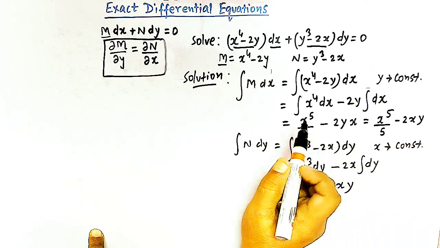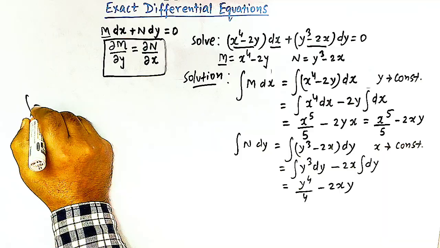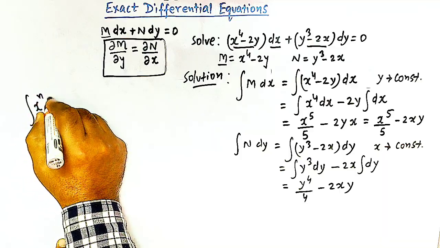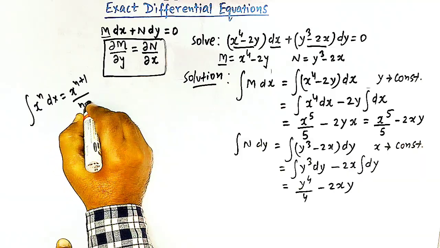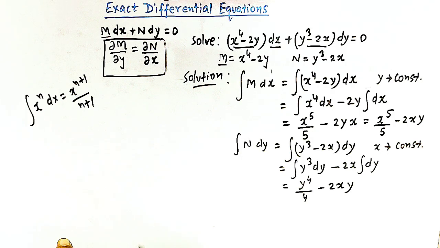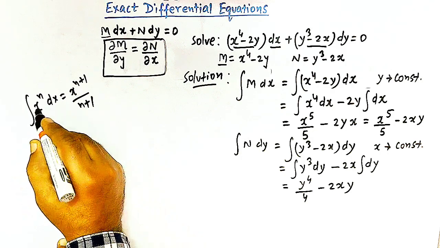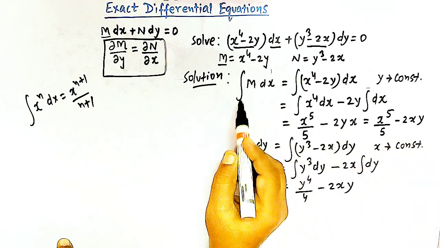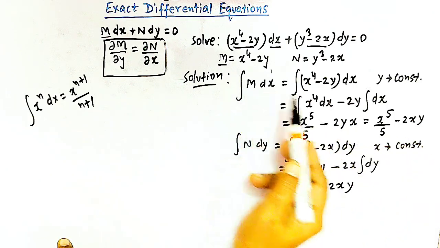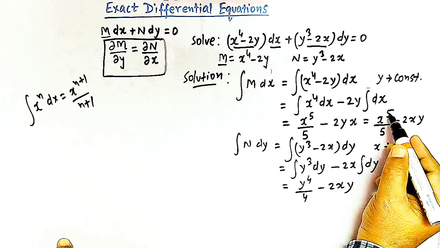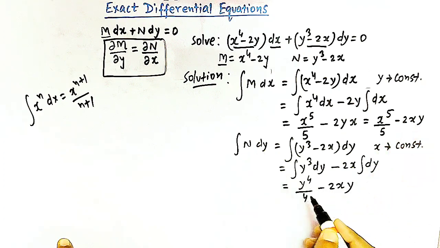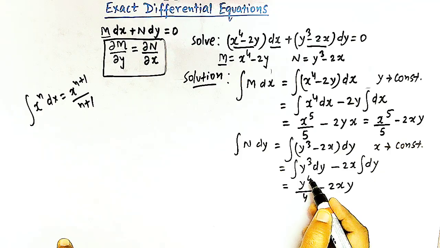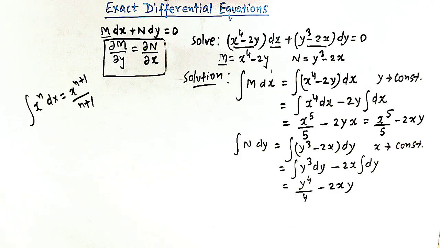So here we have used this result, that is integral x raised to n dx is x raised to n plus 1 over n plus 1, where n is not equal to minus 1, right? So now we have the integral m dx is equal to x raised to 5 over 5 minus 2xy, and integral n dy is y raised to 4 over 4 minus 2xy.